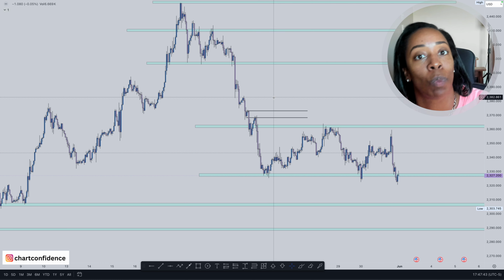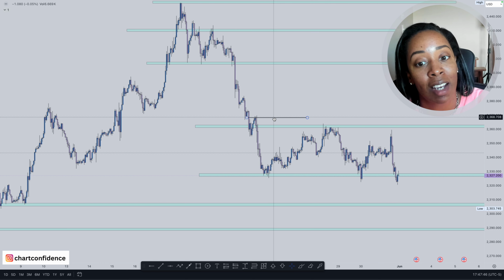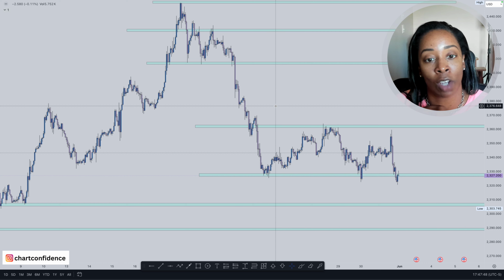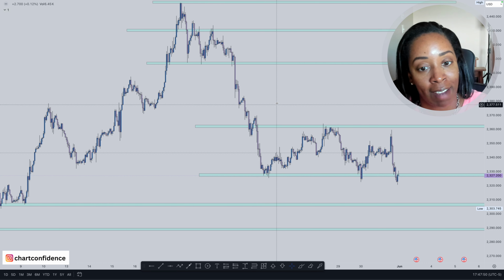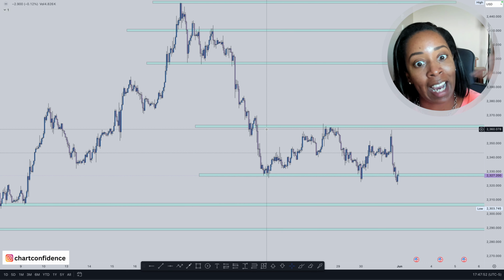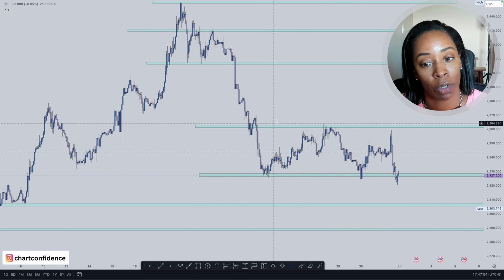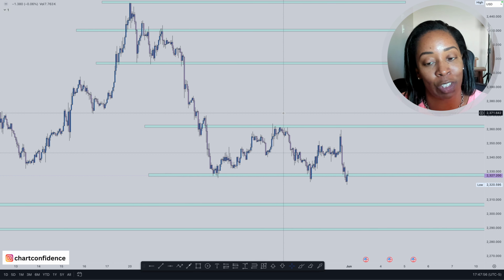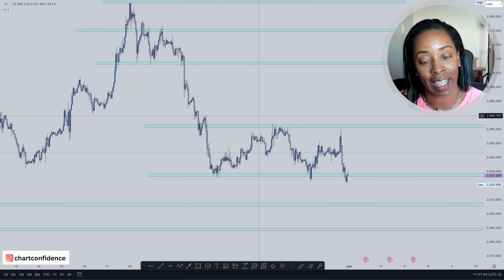I don't always mark these levels off just because I feel like it crowds up my chart, and I just like to wait to see what price action does instead of marking these things off. Obviously I have the information, I have the candles to the left, so I could always look at that, but I don't like to mark those off because it just makes my chart too messy. So this was on the H1 time frame.